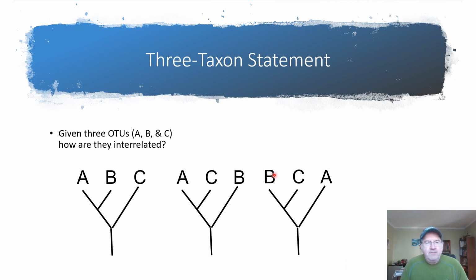So for 3 OTUs, there are 3 possible rooted trees. Which one is right? Well, we have to examine our data in order to tell us which one is the correct or the best relationship. So 3 trees for 3 OTUs. How about 4 trees?